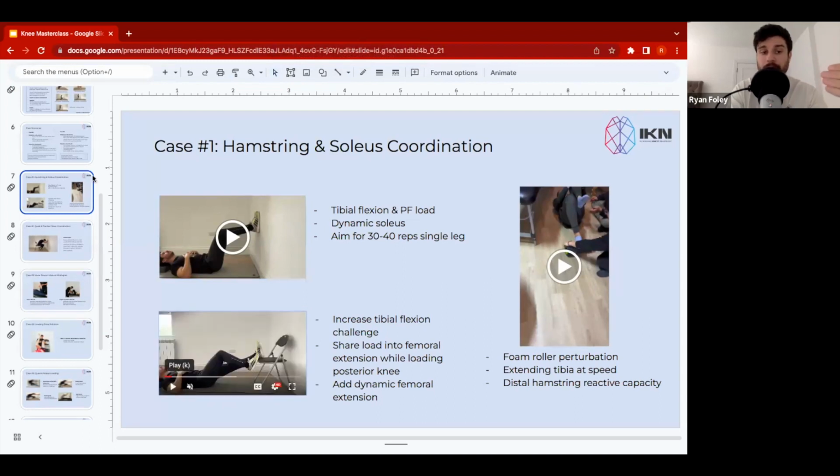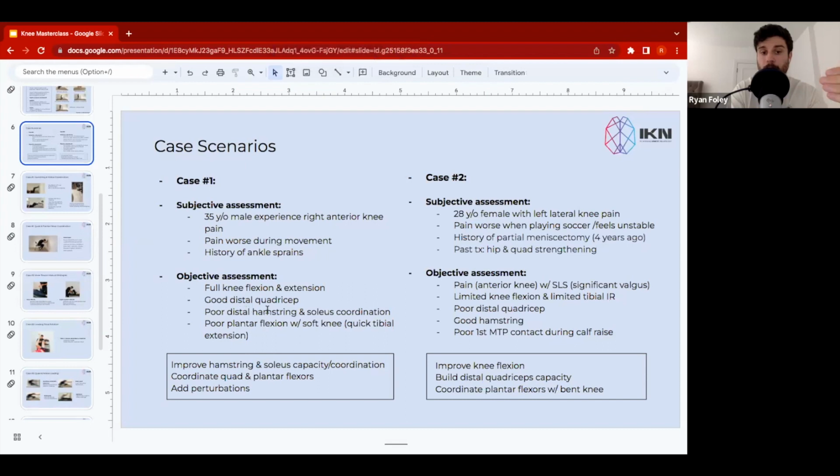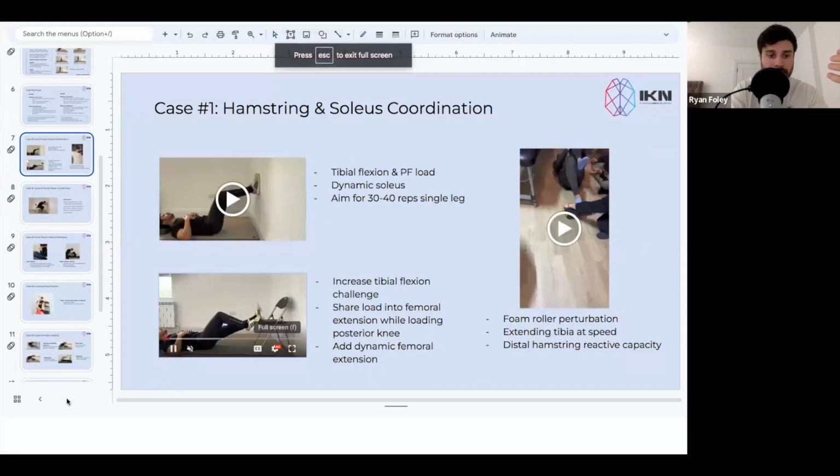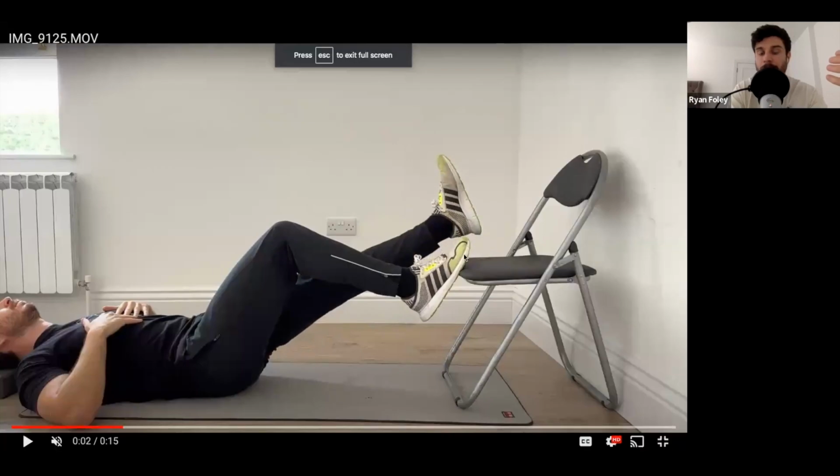Okay. Then we want to increase the challenge on that. So remember, this client had a good distal quadricep, but poor distal hamstrings and soleus coordination. So we eventually want to challenge that tibial flexion component as well. So what we can do is use a different strategy here, where we have the metatarsal heads on the edge of a chair. I'll typically have the client keep their shoes on because it provides a better platform to position the foot on the edge of the chair.